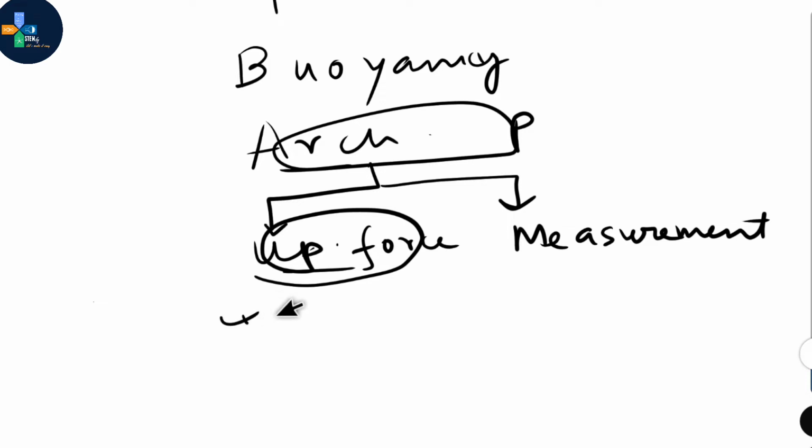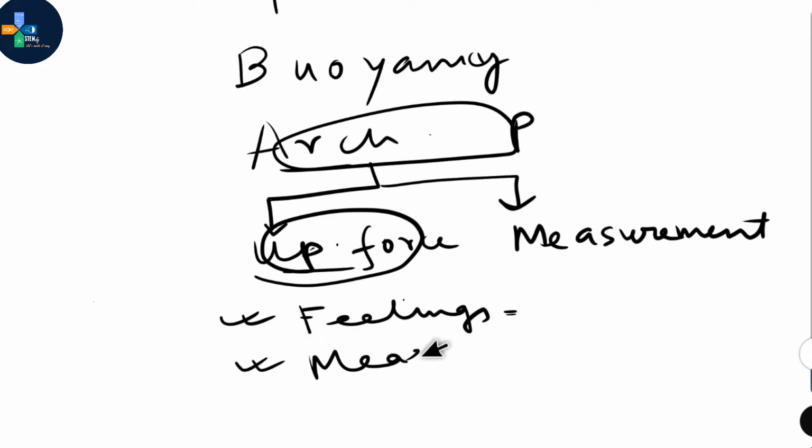The first method was to understand it through feelings. For this part you have to do it yourself, or you have to trust me that the force is applied on my fingers. The second understanding came through measurement. This measurement is not related to the measurement in Archimedes' principle; it is through the spring balance, whatever we have done.